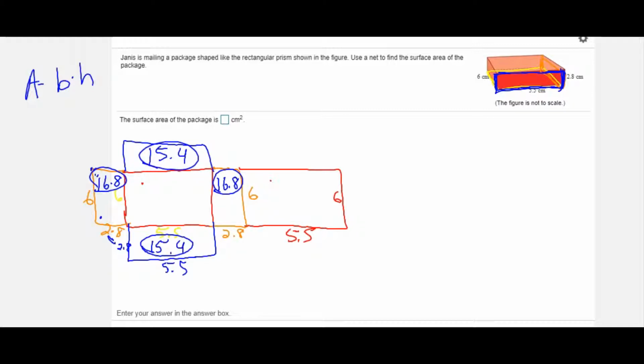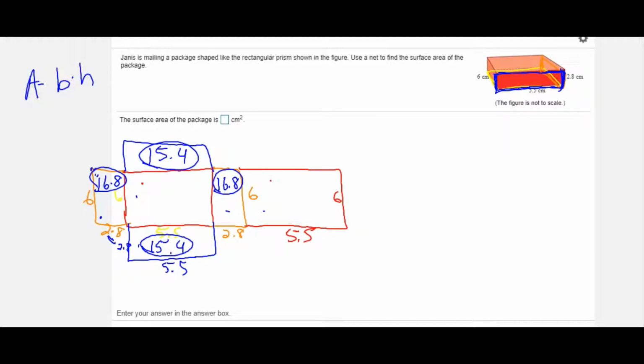Now what do I have to do? Now you have to add all of them up. Add all of what up? How many faces does this figure have? 6. Look at the net. 1, 2, 3, 4, 5, 6.